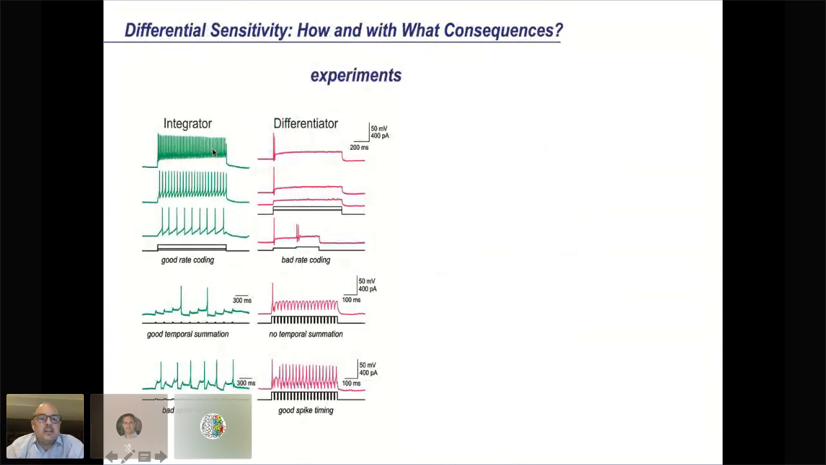So here I'm showing you experimental data, just running these two neurons through a battery of tests. You can see the integrator is a good rate coder. It's also very good at temporal summation. It'll add up these small inputs and eventually give a spike based on the integral of that input. But for the same reason that it remembers past input, that makes it actually very bad at spike timing, because it's not responding uniquely to the input it's receiving. It's partly responding to the input it received before.